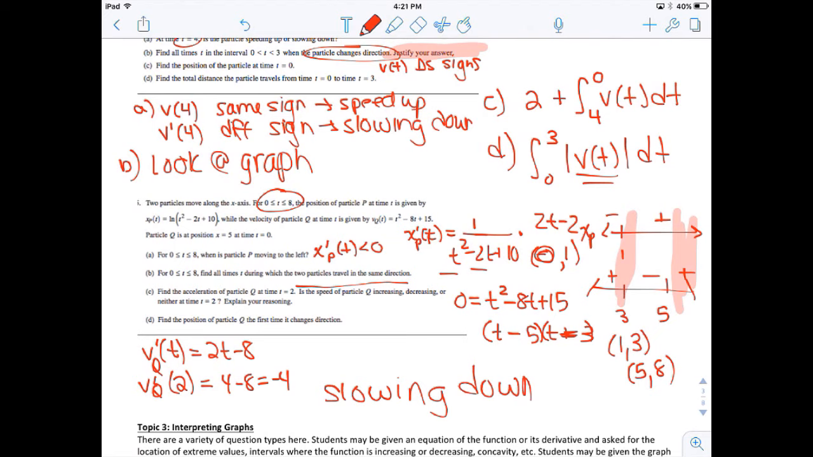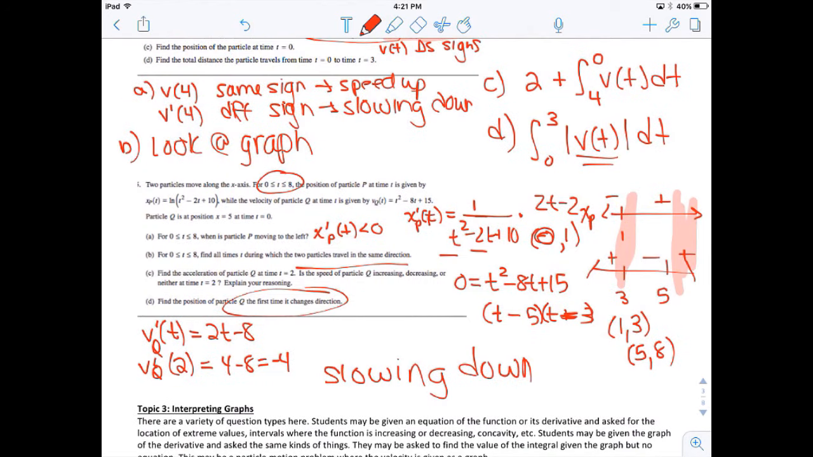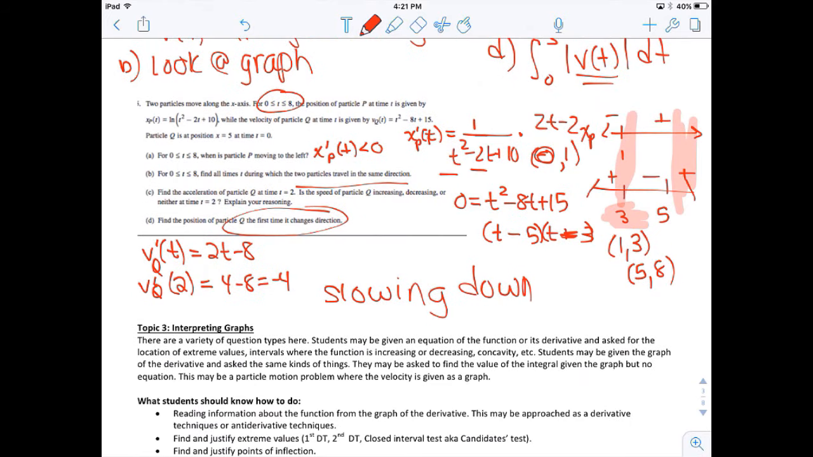And then find the position of Q at the first time it changes direction. So the first time it changes direction is at 3. And so you're going to use the 3 and go from there. Or actually, they gave me the initial position at 0. So I would say 5 plus the integral from 0 to 3 of v Q of t dt. And again, you'd actually integrate that. I'm just not doing it for time's sake because we've got 4 more topics to get through.